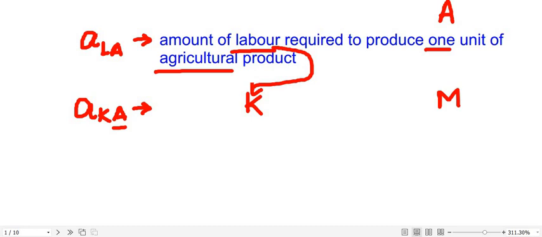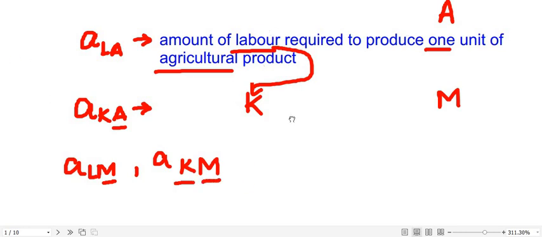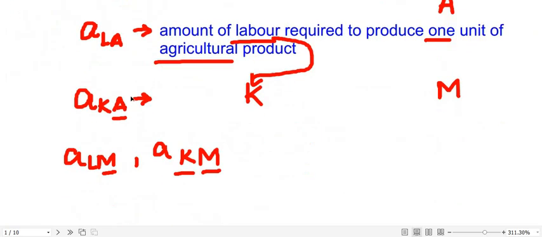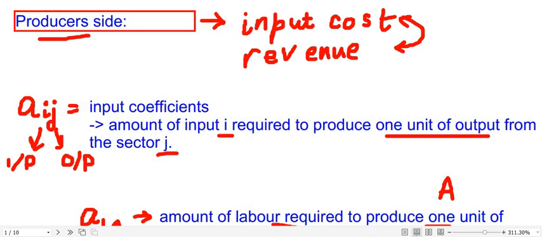So we will have these coefficients for the manufacturing sector as well. So we will have ALM, which will give me the amount of labor required to produce 1 unit of the manufacturing sector, and we will also have AKM, which will give me the amount of capital required to produce 1 unit of the manufacturing sector. So these are called the input coefficients. That is a new notation that we have introduced in this video and in this topic, which is the input coefficients. Let me just highlight that once to remember.